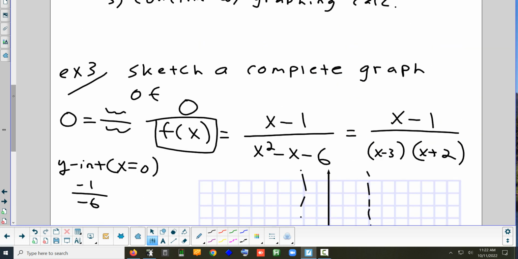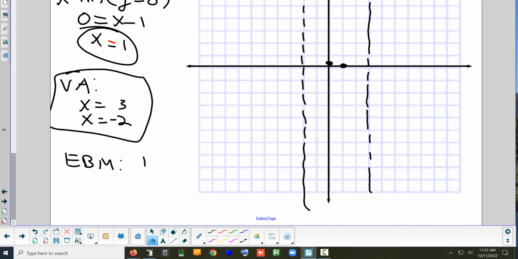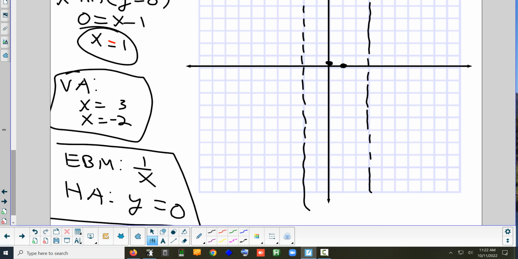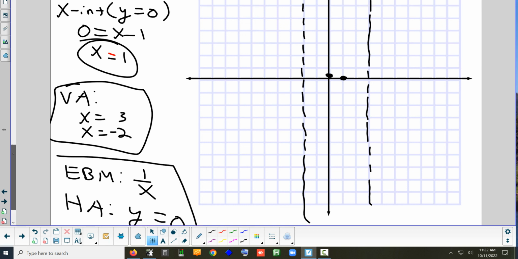To find the EBM, it's better to have this foiled out because you need to see the highest degree term in the top and the bottom, and the original is better for it. So what's my EBM of f of x? It's going to be 1 over x. Now, the important thing is, let x get really, really big, and tell me what happens to that fraction. It gets closer and closer to 0. So that's my horizontal dotted line at y equals 0.